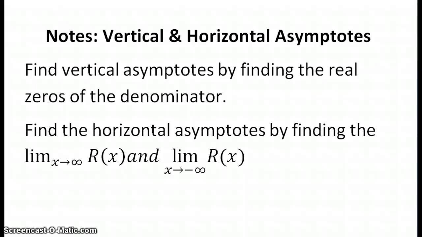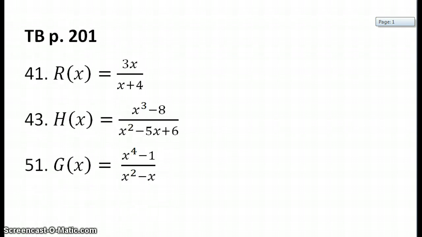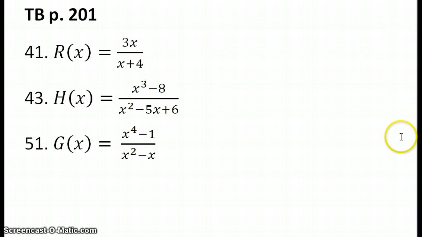These are your notes for finding vertical and horizontal asymptotes. In order to find vertical asymptotes, you need to find the real zeros of the denominator. And in order to find horizontal asymptotes, we need to find the limit as x approaches infinity of R(x) and the limit as x approaches negative infinity of R(x). In order to practice these two ideas, we are going to solve three problems from your textbook, page 201, numbers 41, 43, and 51.